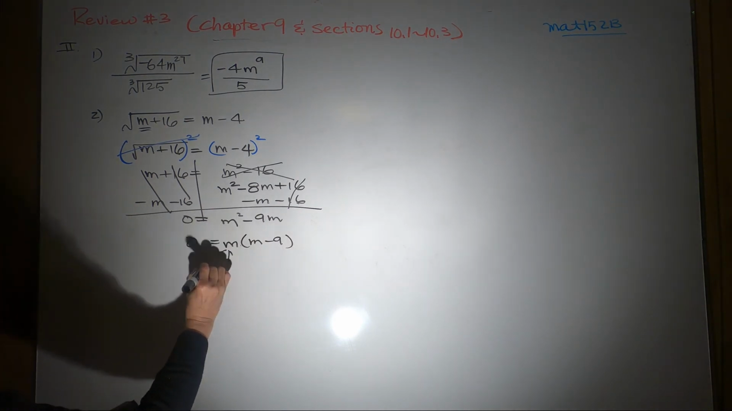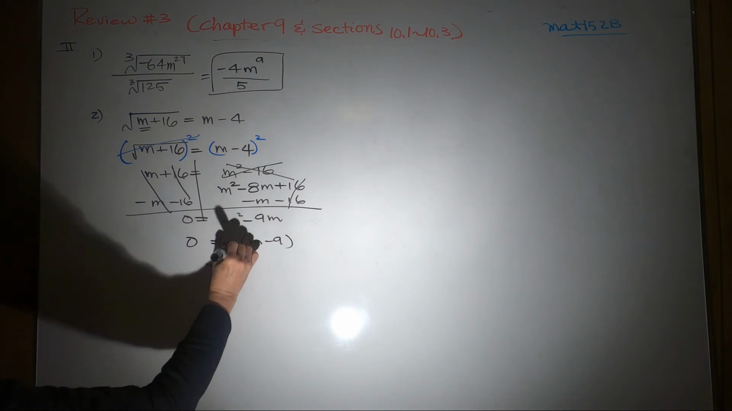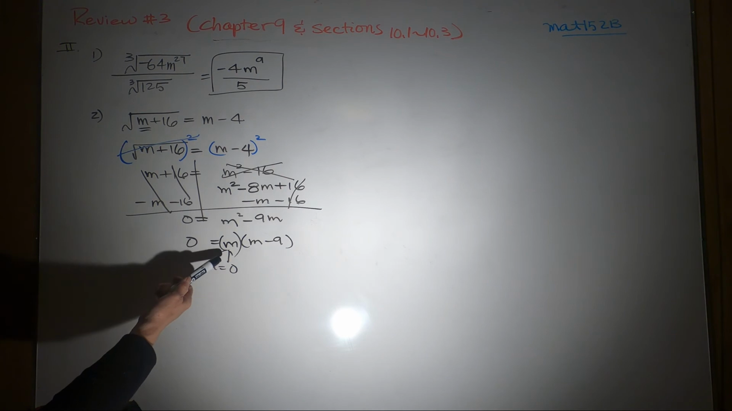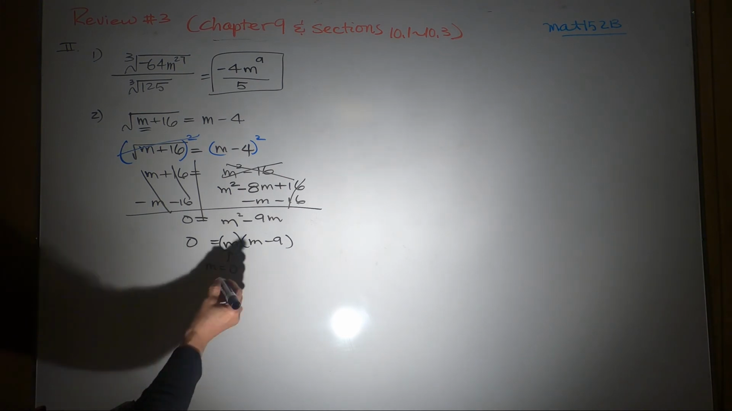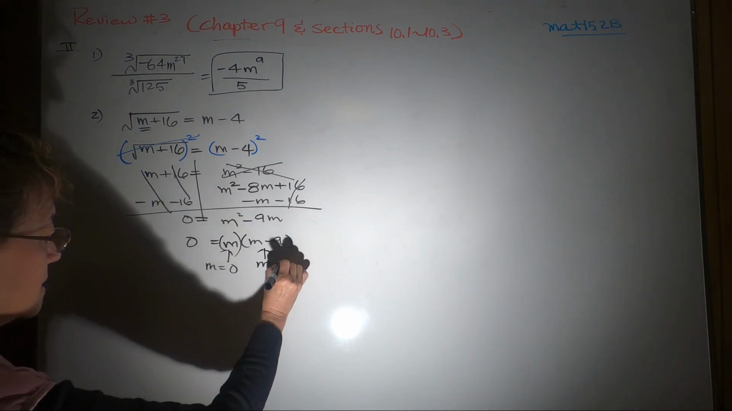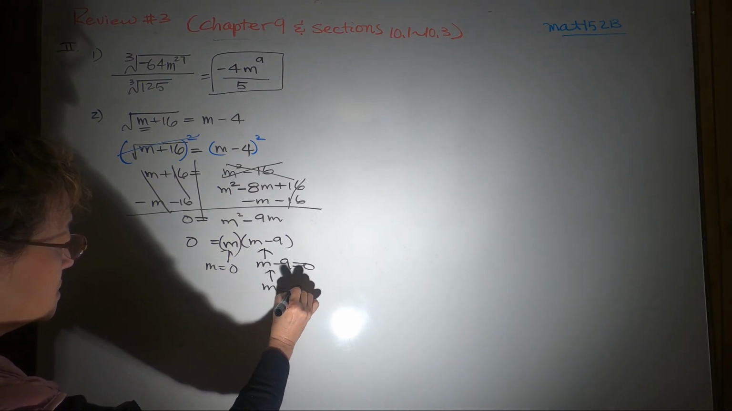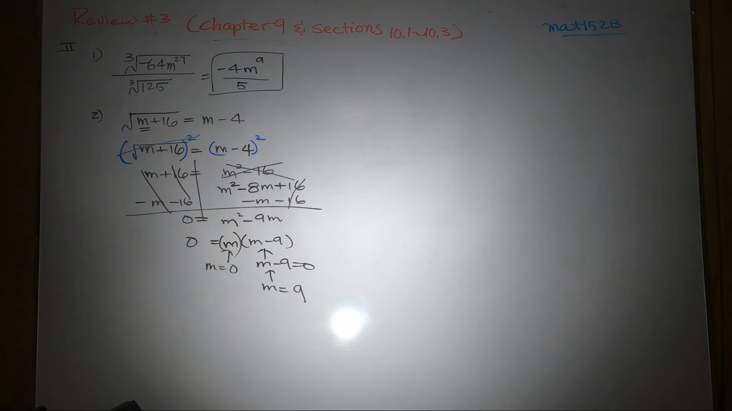So by the zero product property, you have two parts, right? Don't forget this part. m itself is a variable. It can be 0, or this one, m minus 9, equals 0. So that would be what? m equals 9.